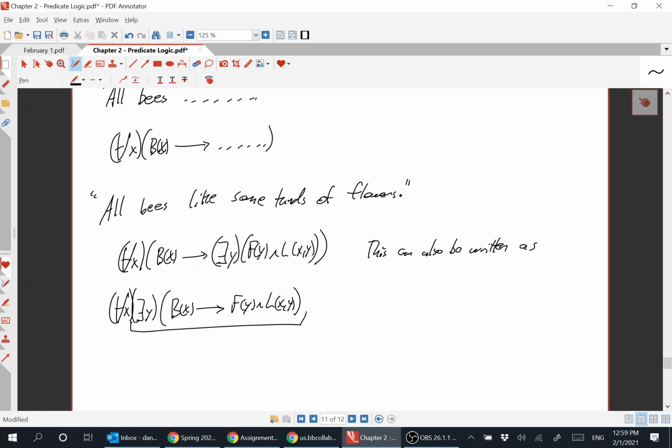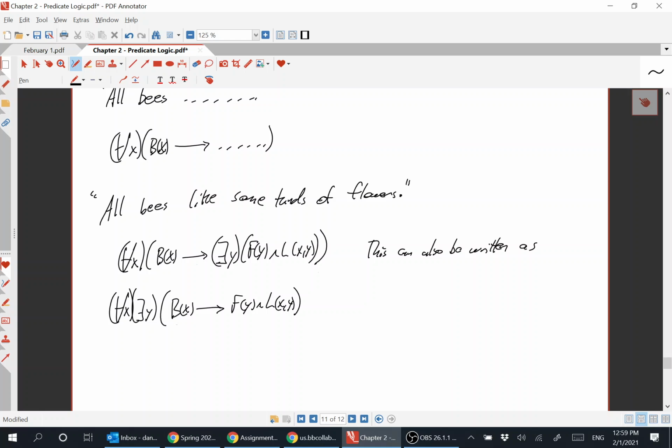It becomes false. So the statement becomes true. Again, with the implication, you forget about everything that's not identified in the hypothesis because it's already vacuously true. So for every X in the universe, if that X is a B, there exists some Y that makes this true.